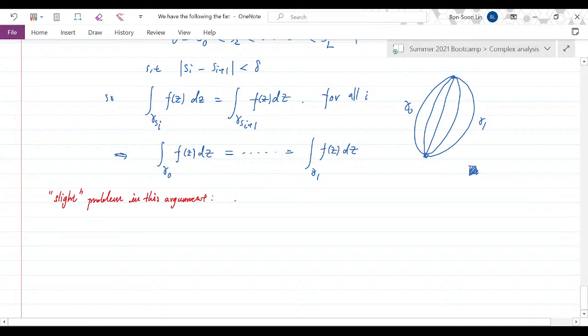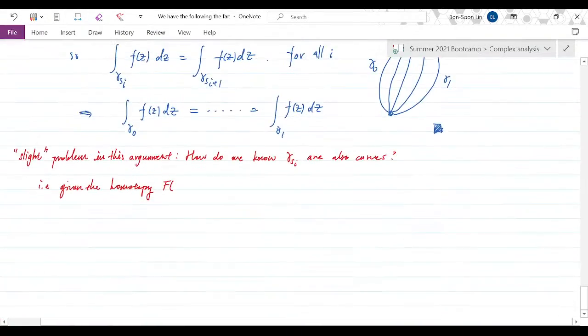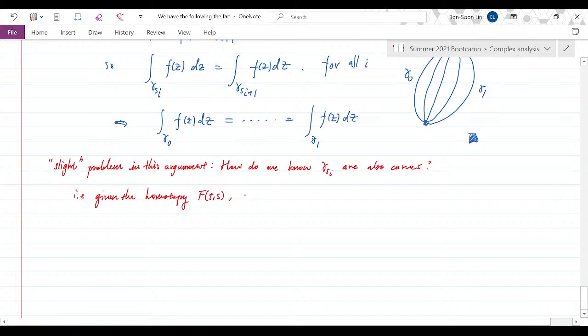Okay, how do we know this gamma s are also curves, right? I.e., given the homotopy, F, how to write it, F(t,s) maybe? Doesn't matter. How do we know for each s, this F(·,s) is a curve for our integration? So that's a problem. Because all we know is that F(t,s) is continuous.